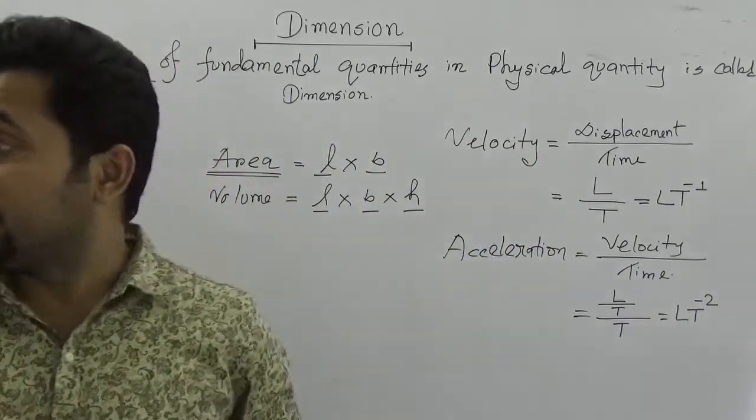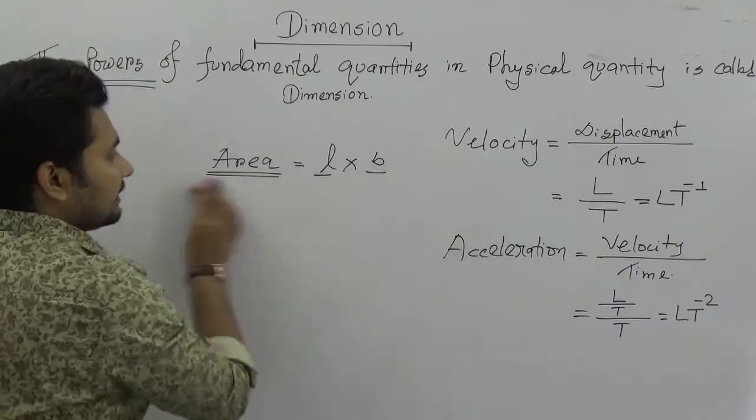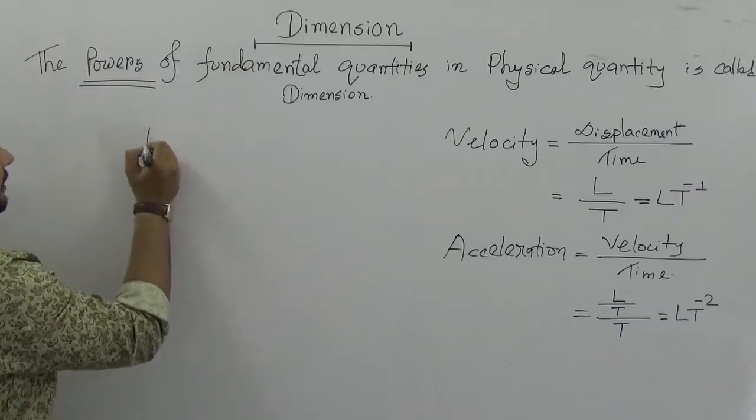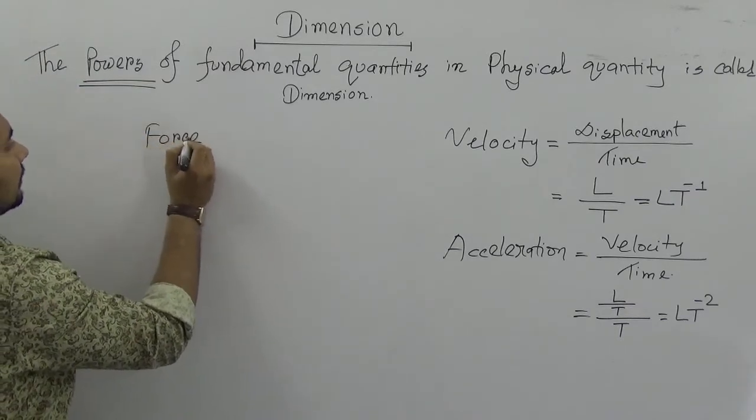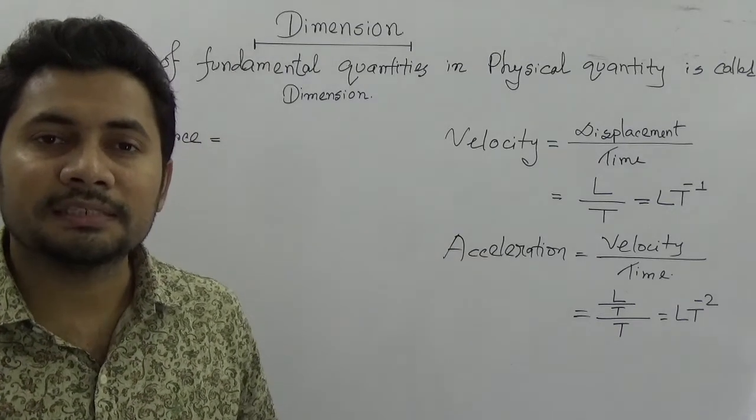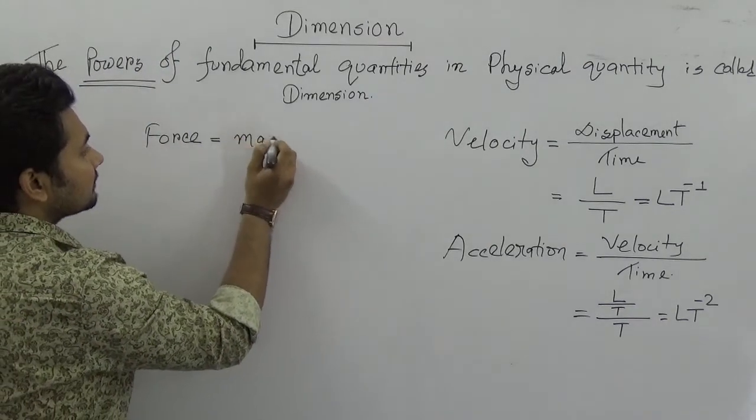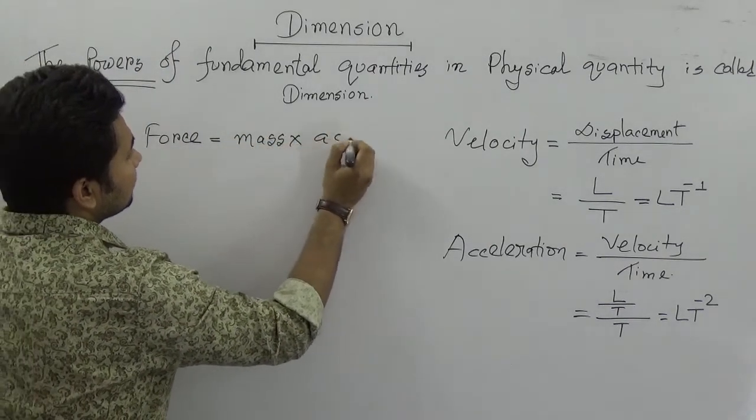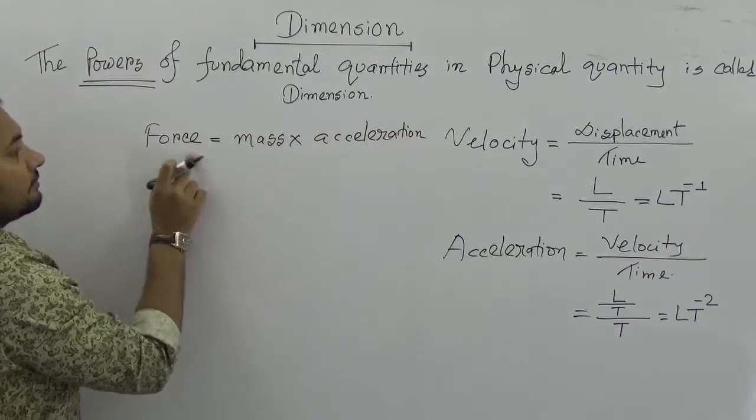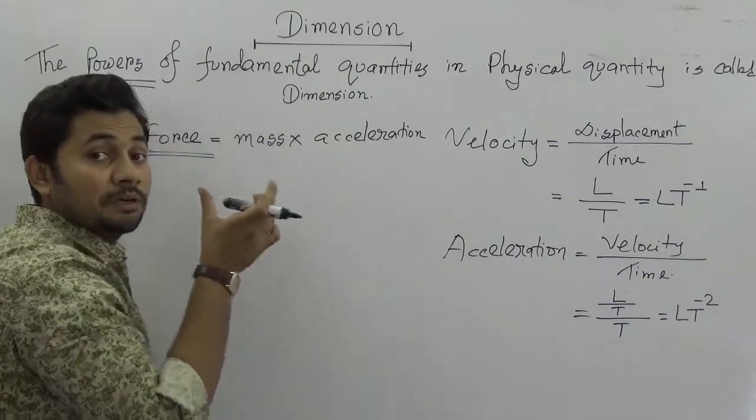So if we need to think how we can find this dimension, like if we just say about a derived quantity like force. What about force? We know that force is equal to the mass into acceleration. You know it already. So this mass and this acceleration, the multiplication of these two quantities, is the force.